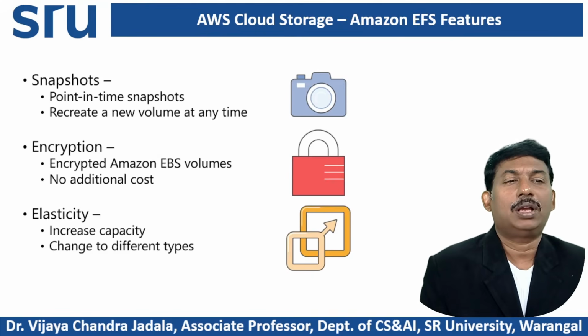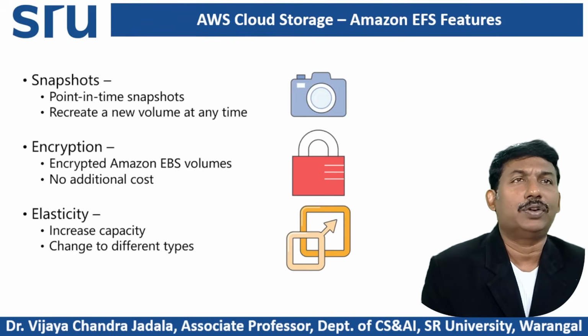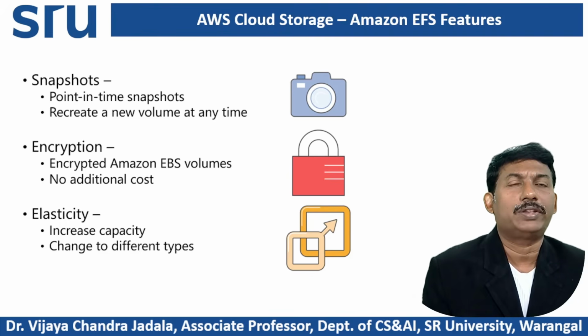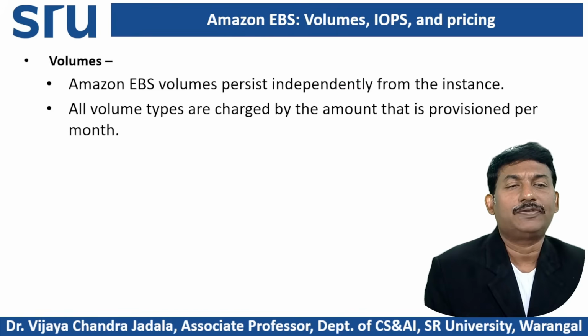Next come the Elastic Block Storage features. The first is snapshots, point-in-time snapshots, which let you recreate new volumes at any time. Then encryption: Amazon EBS volumes can be encrypted, and no additional cost is incurred. Then elasticity: you can increase the capacity and change to different volume types. So these are all considered Amazon EBS features, the elastic block storage features.